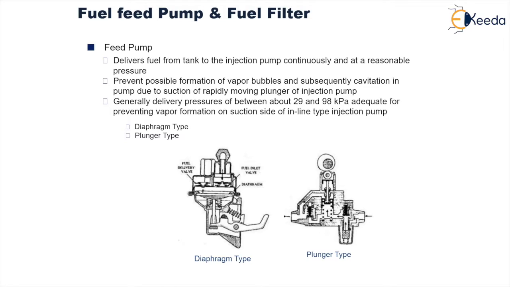Cavitation means when the fuel comes at high pressure, it might erode the inner surfaces of the pump. This might happen because of the rapidly moving plunger which is there inside the injection pump. We see over here that pressures of about 29 to 98 kilopascals are adequate for preventing vapor formation. There are two different basic types of fuel pump, which are diaphragm type and plunger type, which are illustrated in the figures given in the slide.